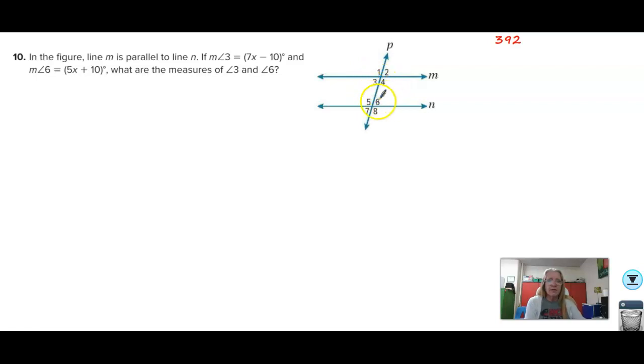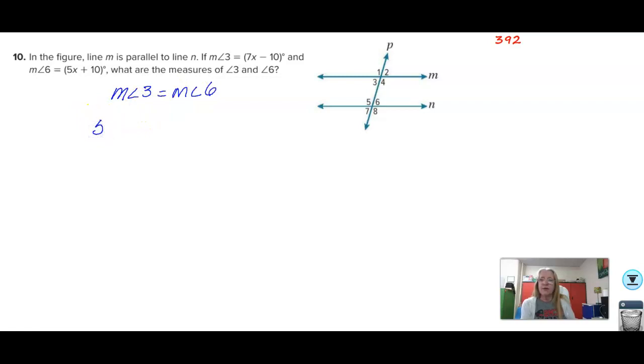Here's 3, here's 6. They're alternate interior angles, and alternate interior angles are equal. So the measure of angle 3 is equal to the measure of angle 6. And it wants to know what their measures actually are. Okay, so we're going to have to find out what x is equal to. All right, let's do that by setting these two equal to each other.